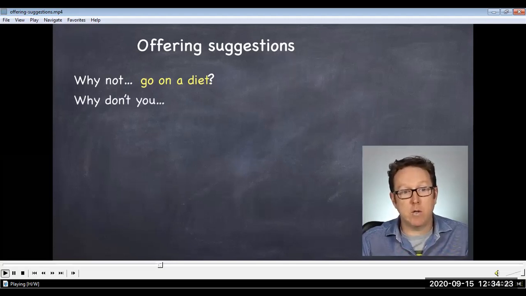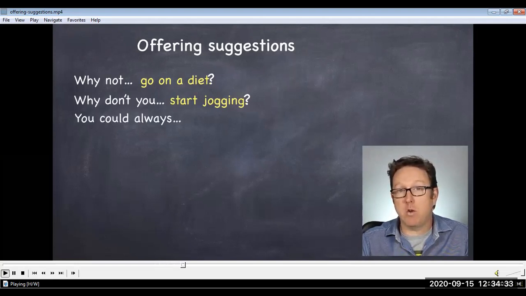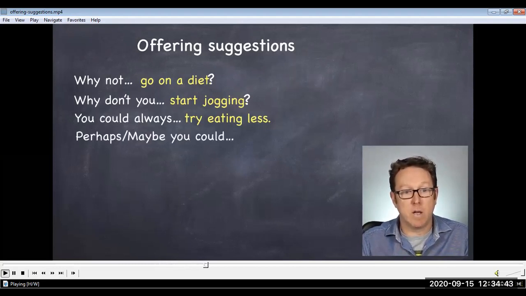Another one that we could use would be, why don't you? Why don't you start jogging, for example? Why don't you start jogging? Another one could be, you could always try eating less. So we're offering a suggestion. You could always try eating less.